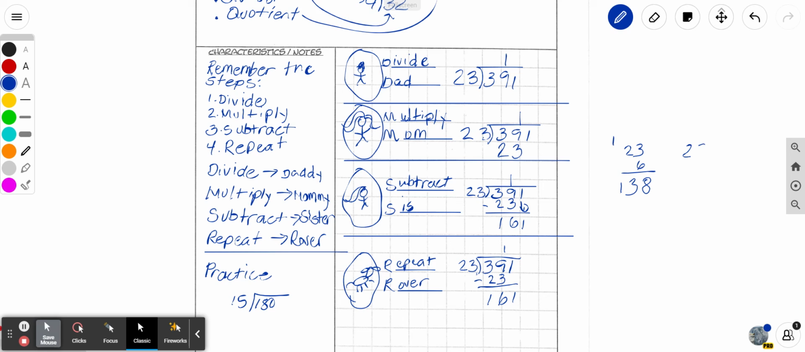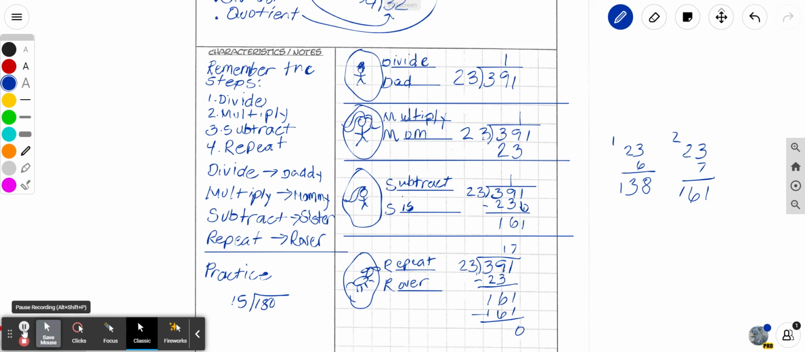Let me try 23 times 7. 7 times 3 is 21. 7 times 2 is 14, plus 2 is 16. Oh, look at that. That's perfect. So I'm going to put my 7 up here. And now I'm going to multiply. 7 times 23 is 161, and then I subtract and I get 0. So my answer is 17.